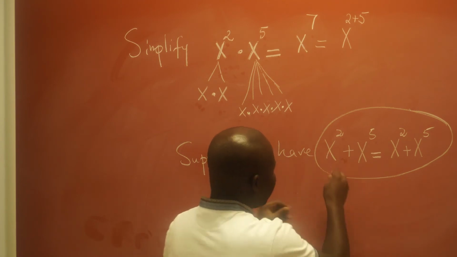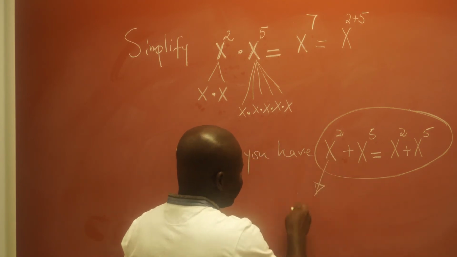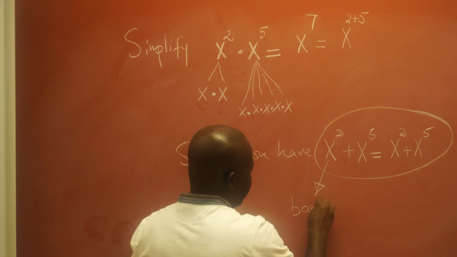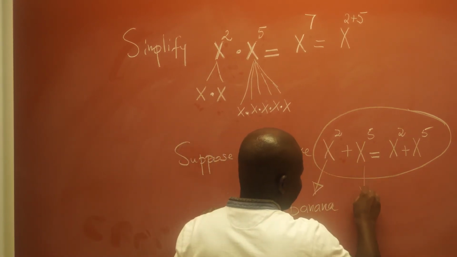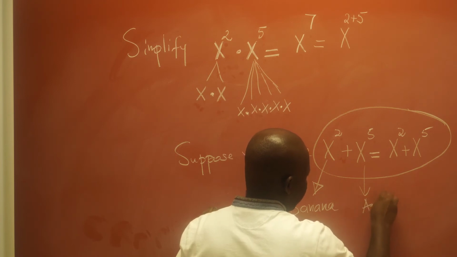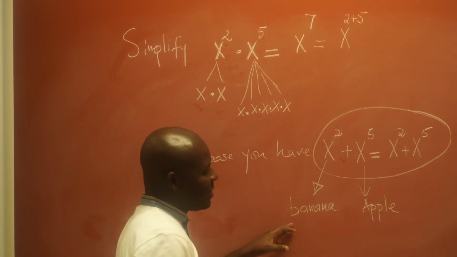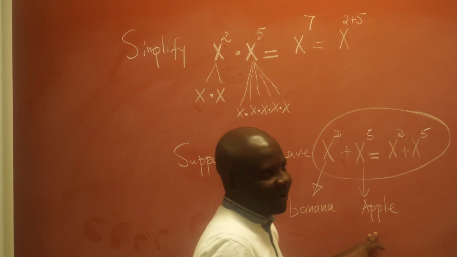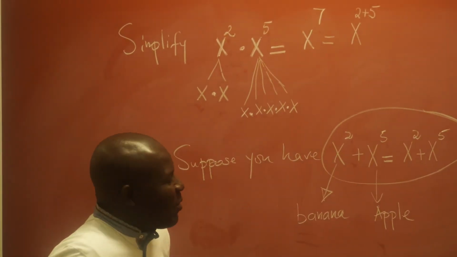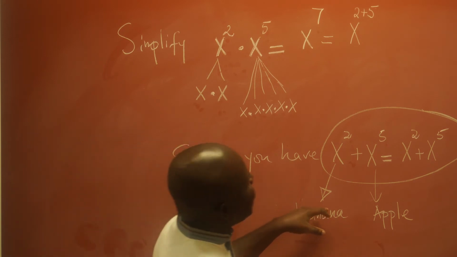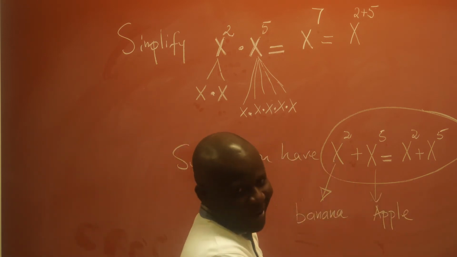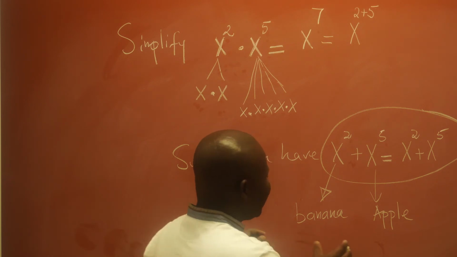So this x squared, we can call it banana, and x to the fifth, apple. So if you add the banana to the apple, it's going to be banana and apple. So you can't say you're going to get two bananas or two apples. No, because they are not the same.